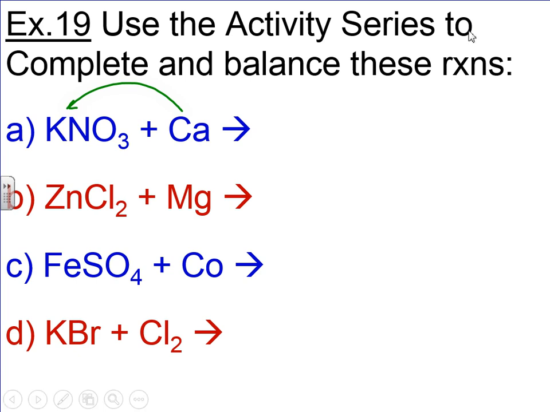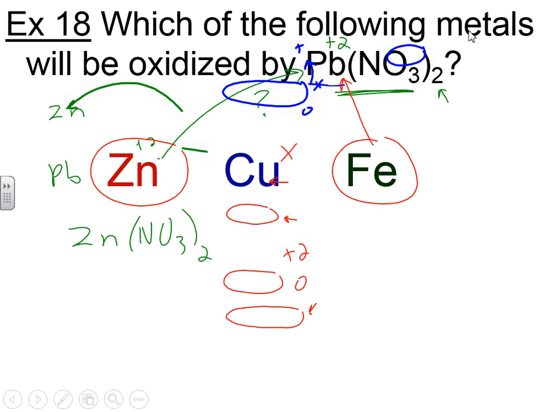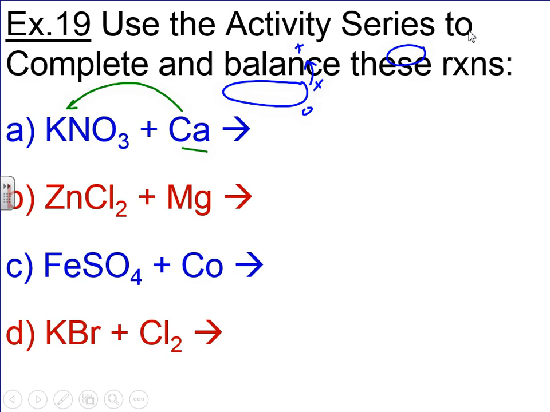Looking at the activity series, calcium is actually below potassium. So calcium will not be able to replace potassium. Calcium will remain zero, potassium will remain a positive, because the higher the metal, the more likely it'll become a positive. So potassium will not be able to be replaced by calcium. So in this case, you actually have yourself no reaction. So the activity series predicted that this reaction will not happen.